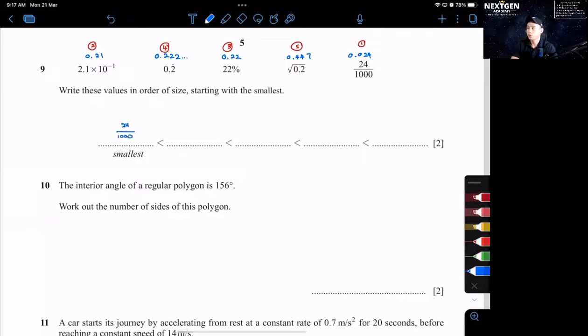So first one will be 24 over 1000. Second one, 2.1 times 10 to the power of -1. Third will be 22%. Fourth will be 0.2 recurring. And fifth will be the square root of 0.2. Awesome. Question 9 done.